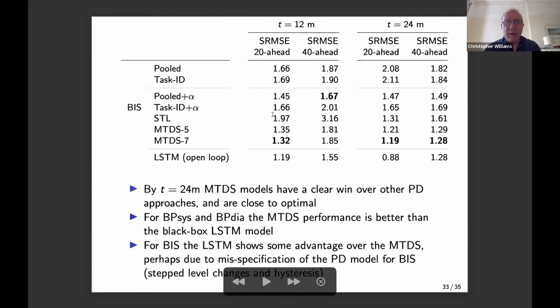For the bispectral index, certainly at the later time, we see the MTDS is performing the best, although it's worth noting here that the LSTM is actually performing better than the MTDS model. This is perhaps due to some specification of the PD model for BIS, so that you see these step changes in the BIS response.